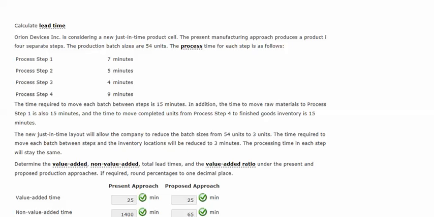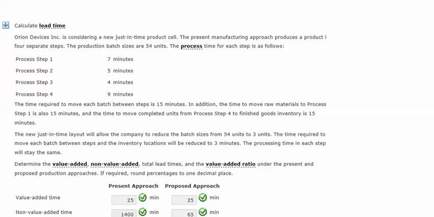Okay, this is exercise number 3 from chapter 12. We're going to be looking again at lead time as we did in the last exercise, number 2. It's a little bit different in that in this question I can already see I have 4 different exercises here, or 4 different processes. It says Orion Devices Inc. is considering a new JIT product cell.